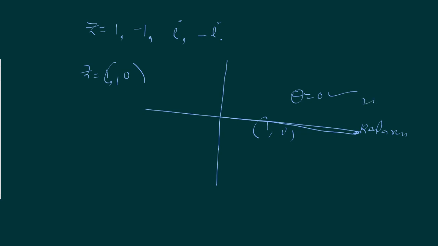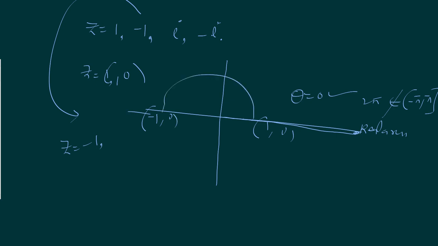Of course you can take 2 pi also, but this does not belong to minus pi to pi, right? This is very important. Now z is minus 1, which is somewhere here, on the negative real axis. So this argument is pi. So suppose z equal to minus 1 is given, that is (minus 1, 0). In short, we can write the argument is pi. Minus pi is not included in this domain.